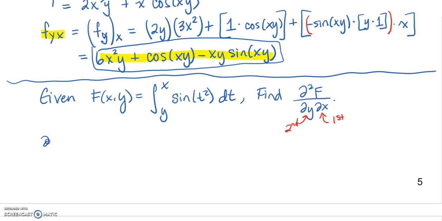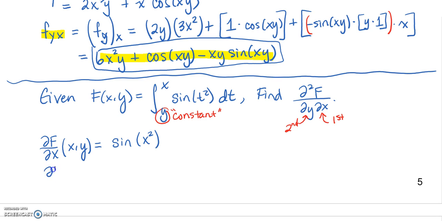So if I'm doing the first partial of f with respect to x, and this is a function of x and y, using the fundamental theorem of calculus, the y we treat as a constant. So I've basically got an integral from a constant value to x. So we can go ahead and replace t with x, and I get sine of x squared as my partial derivative.